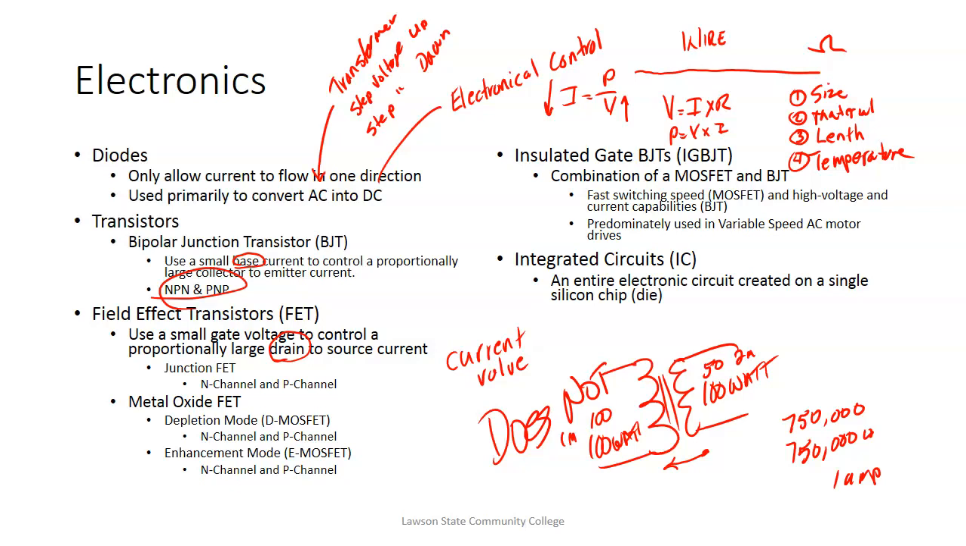So if you ever took your cell phone apart by accident, I went swimming. I had an iPhone 3, and it was in the pocket of my swimsuit, and I went swimming with it, and I decided to try to take it apart and dry it out.